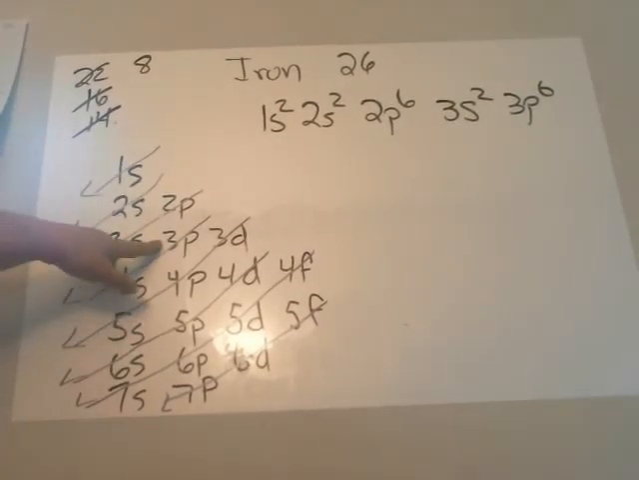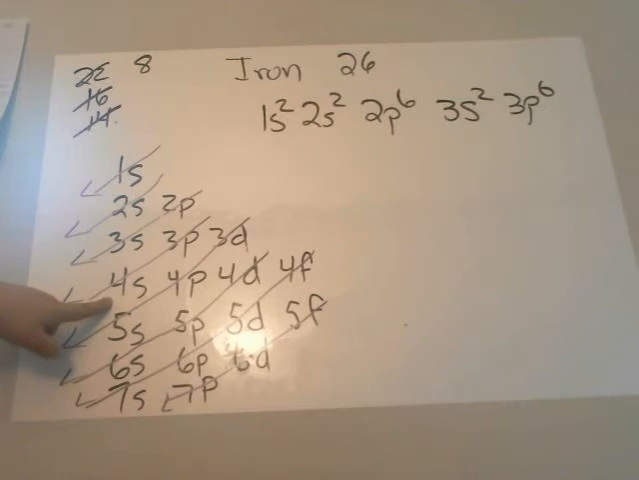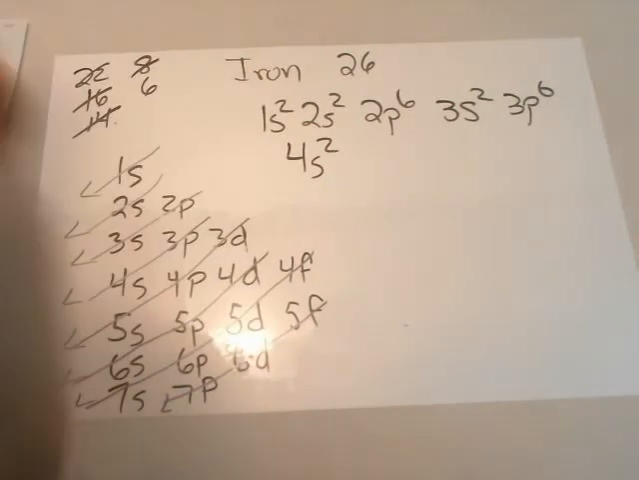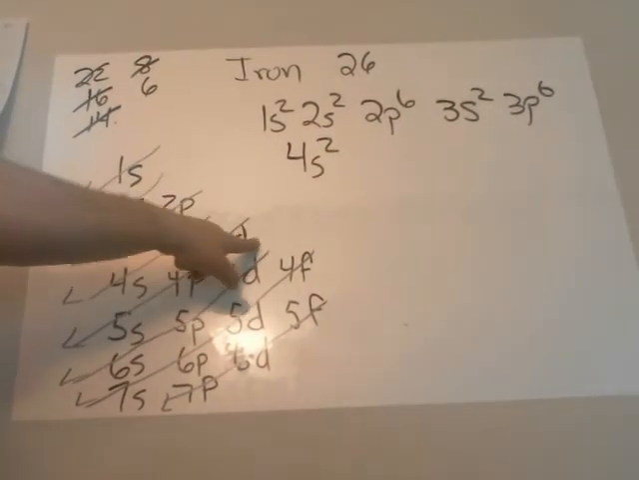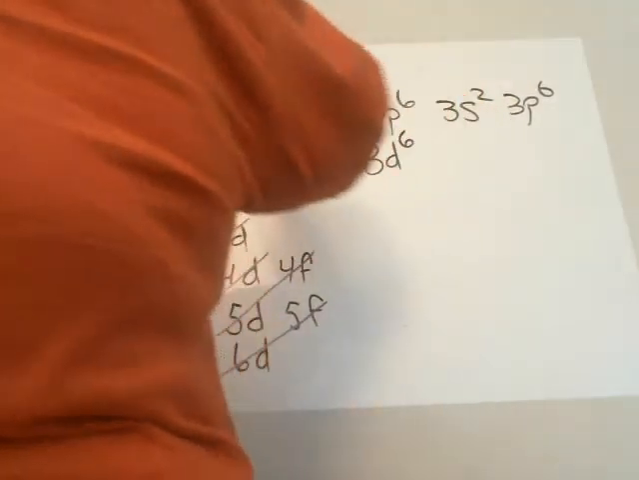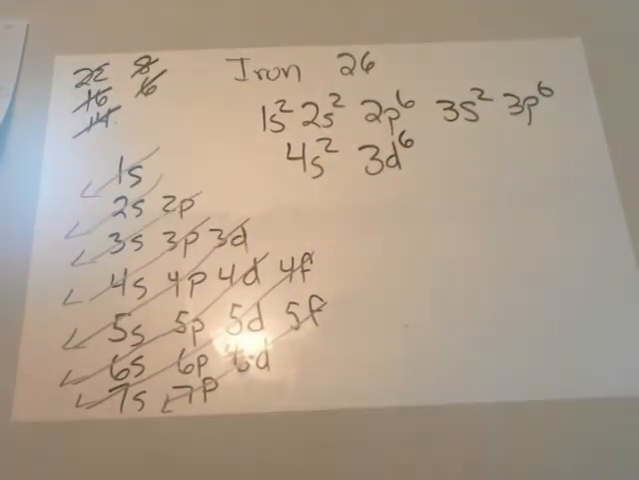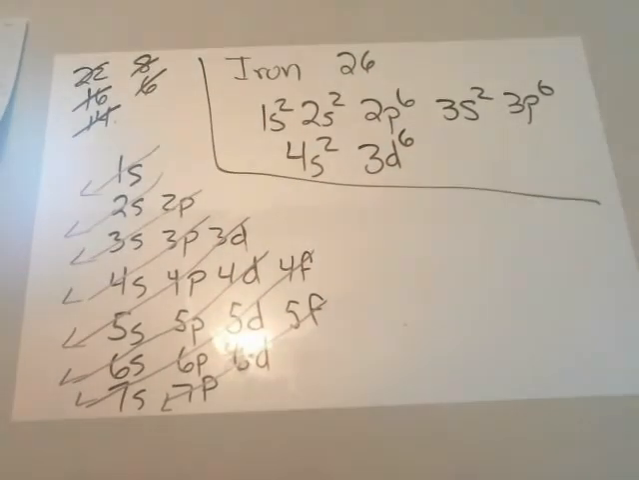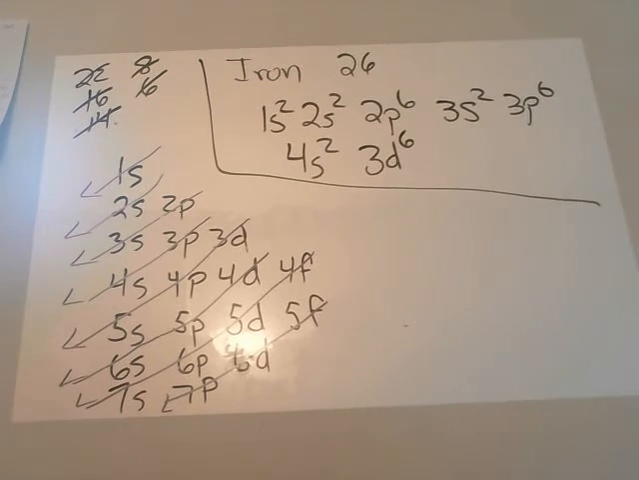After the 3p comes 4s. Put 2 electrons there, that brings me down to 6. After the 4s comes 3d. And I can fit all 6 of my electrons in the d orbital because I can hold a maximum of 10. So the electron configuration for iron: 1s2, 2s2, 2p6, 3s2, 3p6, 4s2, 3d6.